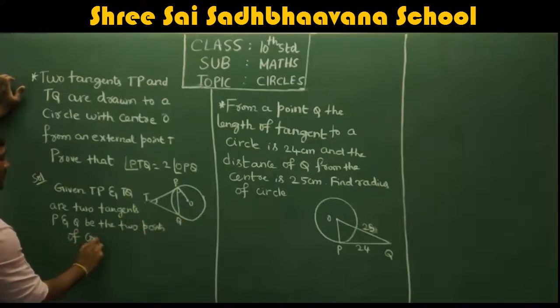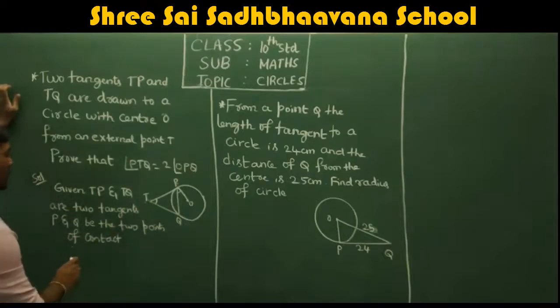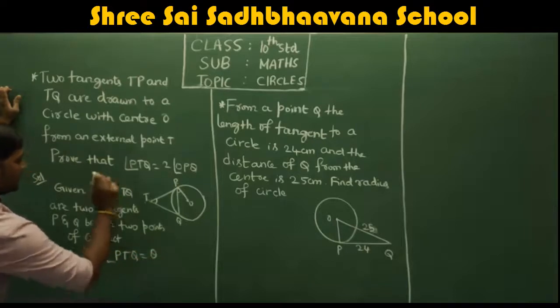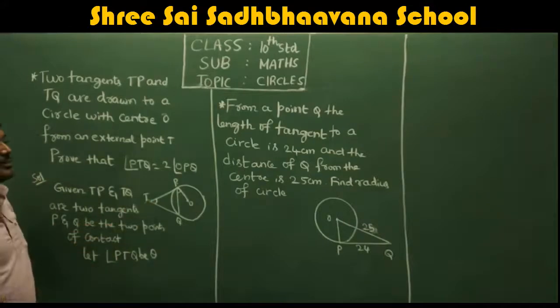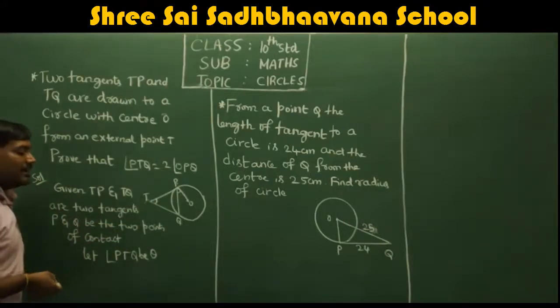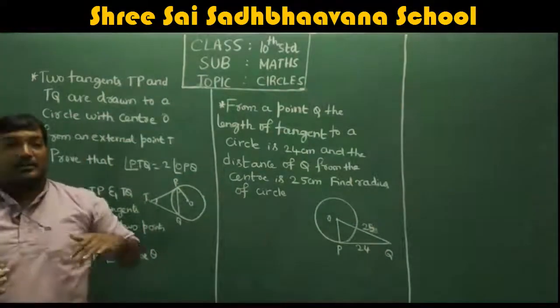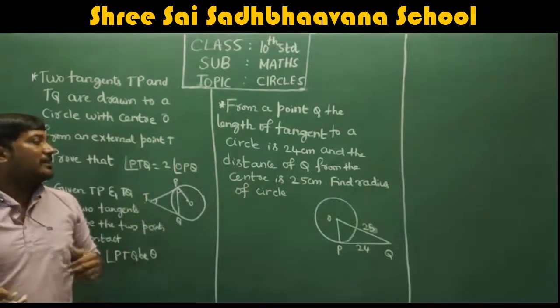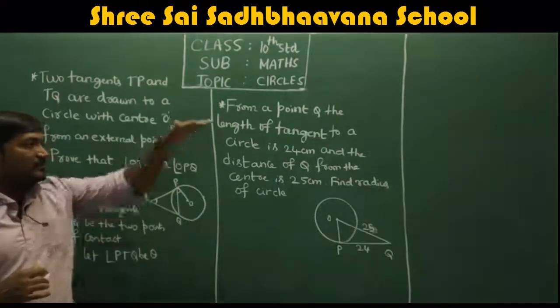So these two are the points of contact, and this is unknown for us. So what I'll do, let angle PTQ be theta. Okay, I assume angle PTQ as theta. So what we have to do? We have to prove that angle PTQ is 2 times angle OPQ. To do this proof, I think we don't have space here.